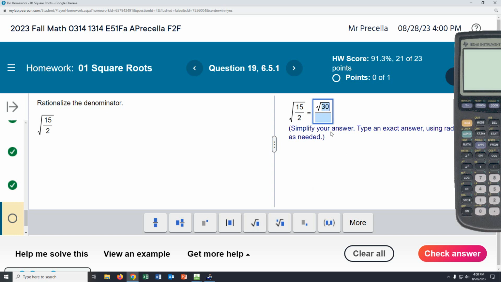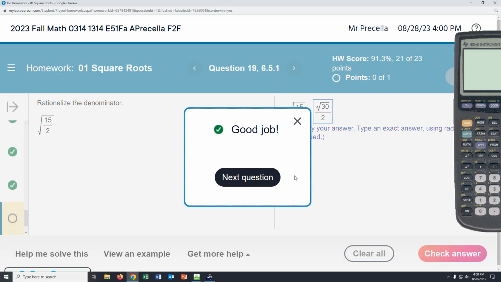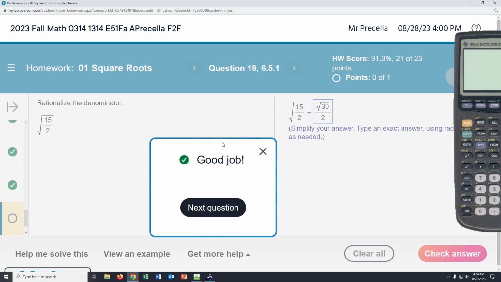Then you go down, click in the denominator. What are we going to put there? The 2. You cannot divide that 2 into 30. You can't divide something that's under a square root with something that's not under a square root.